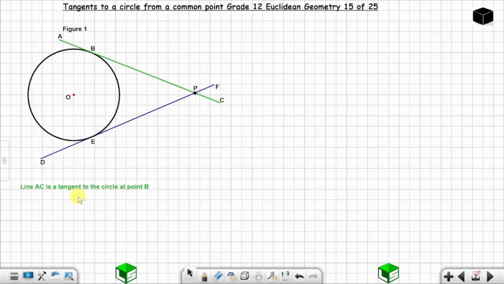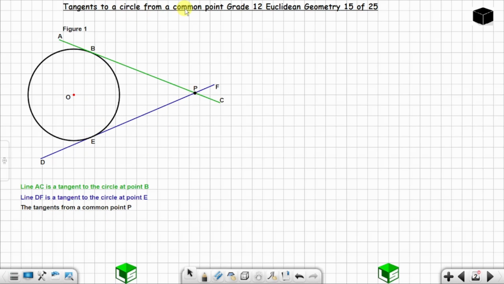So line AC is a tangent to the circle at point B, and line DF is a tangent to the circle at the point E, and you have P, which is a common point for these tangents. Okay, the tangents from a common point P.